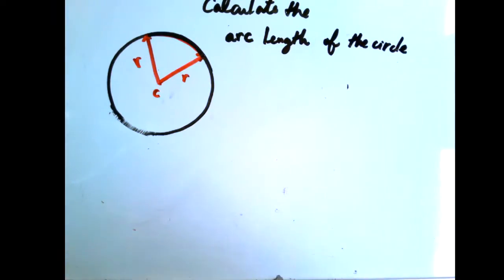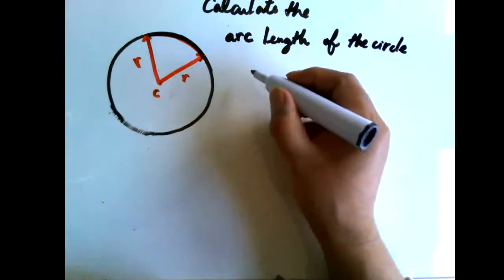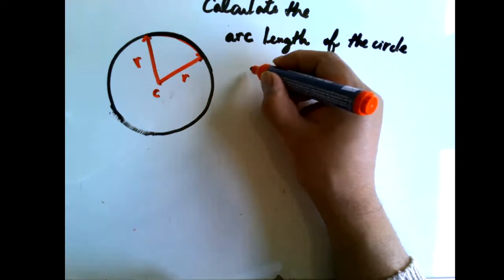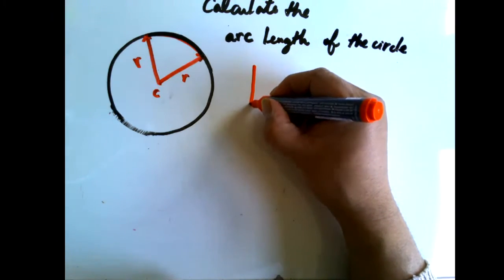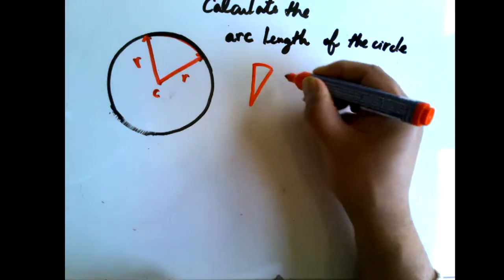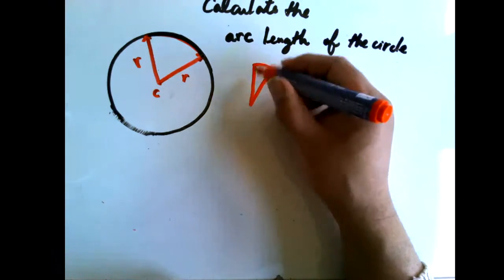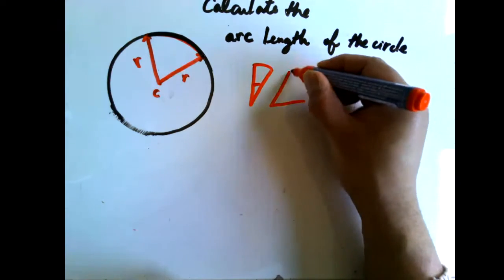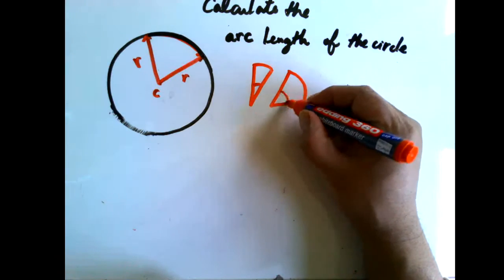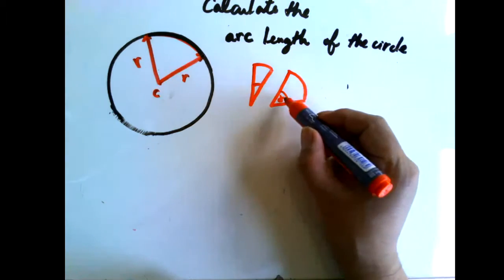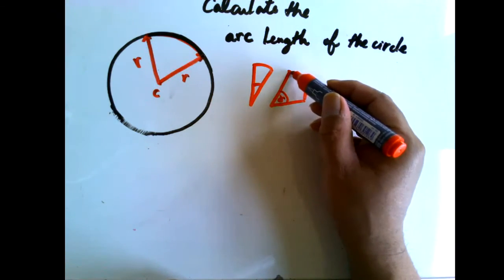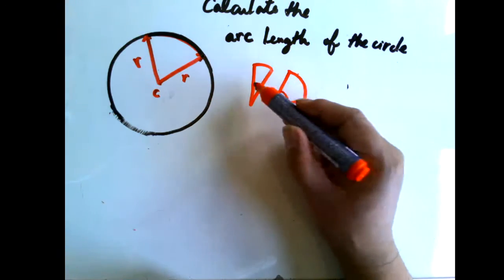So there has to be an observation here. Let's just talk about this. What's the relationship between the length and the angle? If I had this angle, and we have a bigger angle like this, it goes to show that the bigger the angle is, the longer is the arc length. Do you follow that?